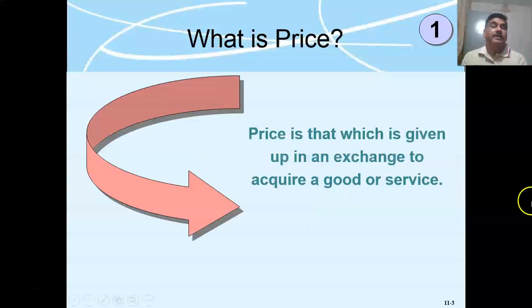Now price is that which is given up in an exchange to acquire a good or service. So price is anything exchanged, or you can say given, against any kind of product that customers or consumers are acquiring. So whenever you are paying any amount for acquiring any kind of goods or services, then it's called a price, right?